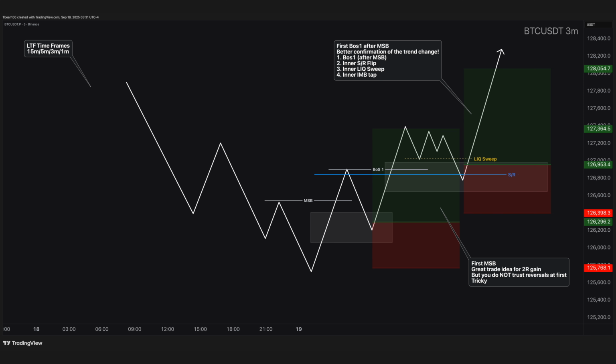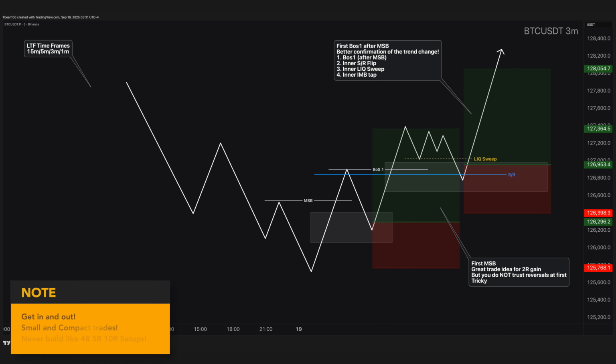And when you combine that with something like an inner support or resistance flip, a liquidity sweep, with clean imbalances, the trade becomes extremely powerful. But still, the goal is always taking small and compact trades. Keep it to a maximum of 2-hour trades.